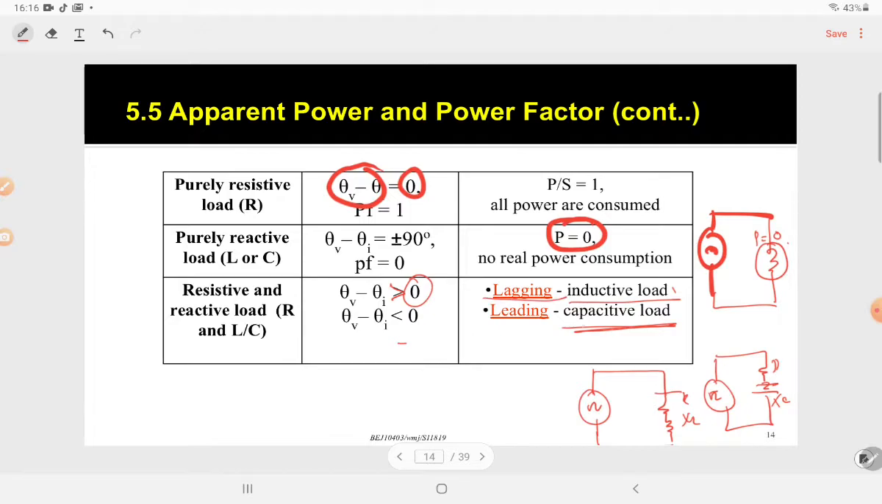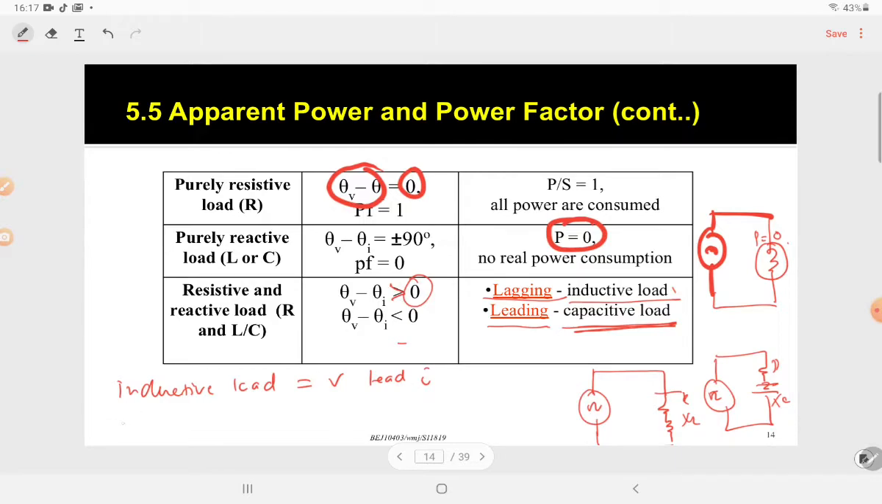And then when you have a capacitive load, that means the load is leading. So we can say that for an inductive load, usually V leads I, right? So that's why when V leads I, this is larger and this one is lower, so you still get a value bigger than 0, right?